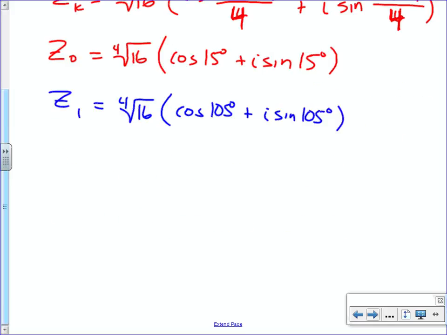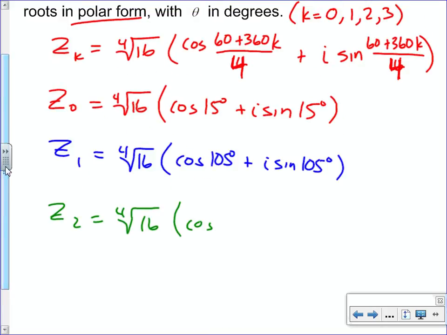Next root. C2. Fourth root of 16, cosine of. All right. 360 times 2. What is it? 195. All right. So it's 195 plus. What do you do? Because they're all divisible by 4, right?